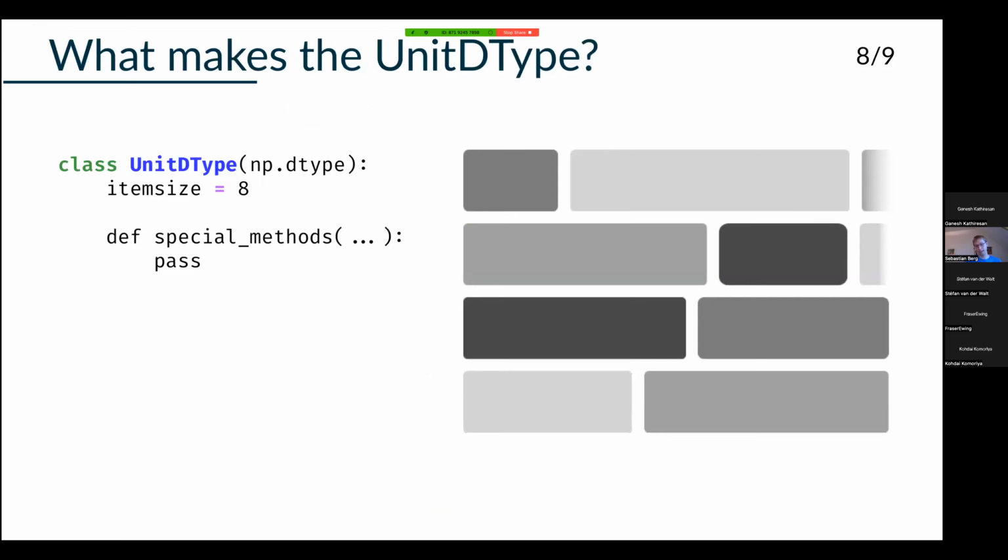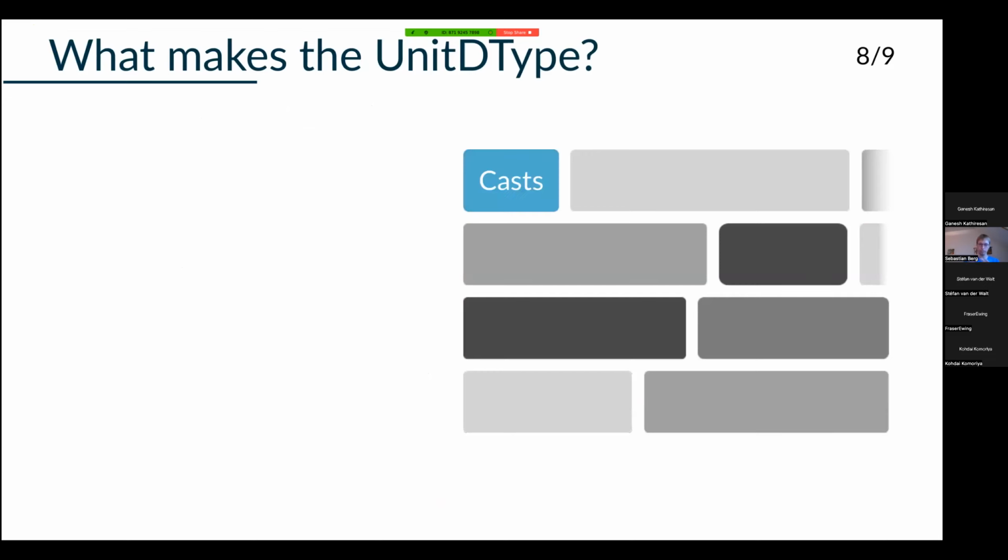So I implemented UFuncs, I implemented casting or showed how casting should be done, but we still need to make this class. We still need to figure out what makes the whole UnitDType class. What special methods do we need? The first thing was the cast. So I wanted to give an overview of that.